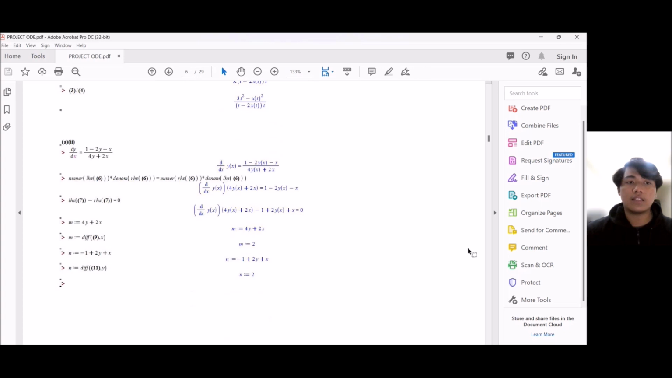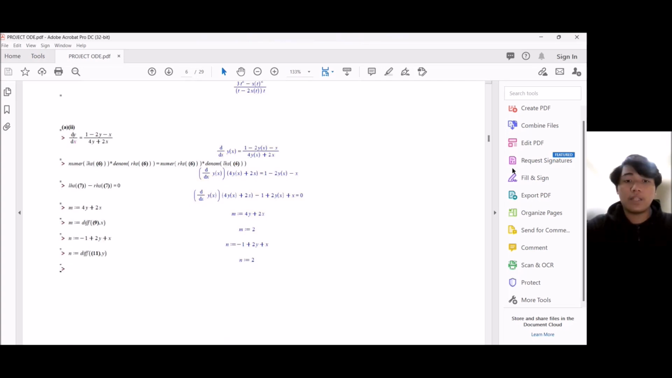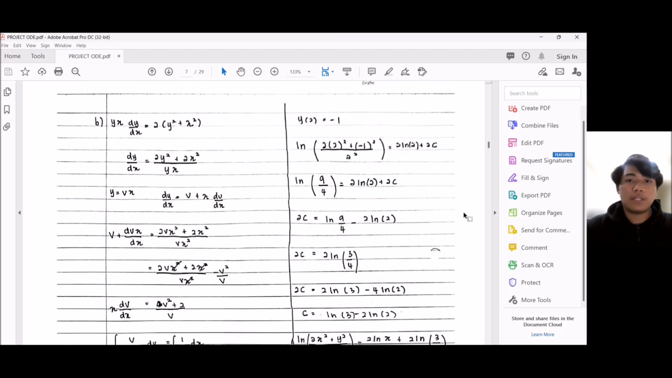So for the second one, I use the exact method. So the question is dy over dx equal to 1 minus (2y minus x) divided by (4y plus 2x). So for the M equation, which is 4y plus 2x, after I integrate and give respect to x, it will be 2. And for the N, after I integrate and give respect to y, it will be 2. So the same answer for the M and N, so it will be proven using the exact method. This is the manual for the B question.